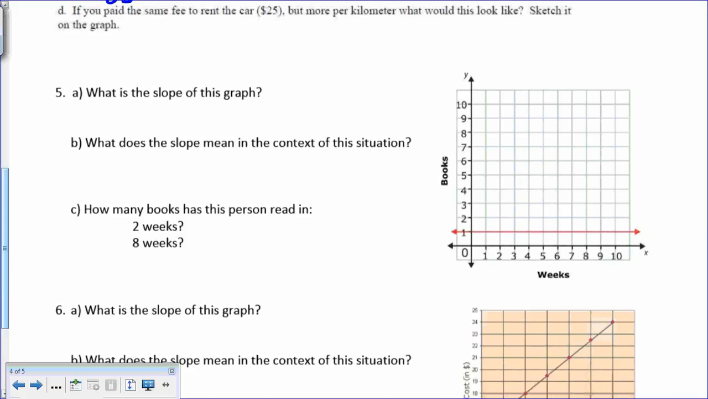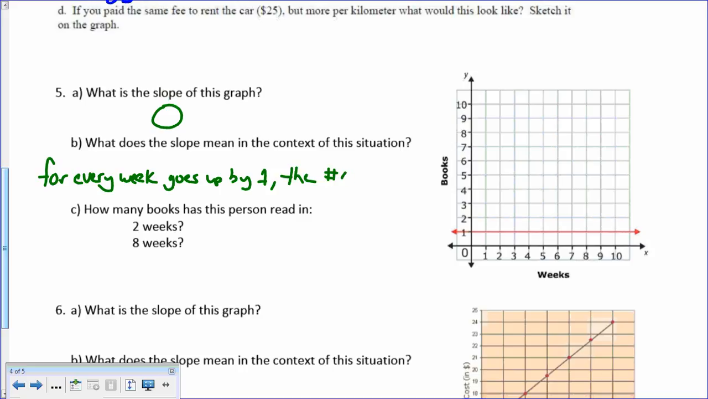So the next graph, we don't even have a label for it. We just know that there's number of weeks and books. And if you look at that line, it is dead straight. So again, we've always said the slope of a horizontal line is 0. So what does the slope mean? For every week that goes up by 1, the number of books read stays the same. So this person's reading a really long book.